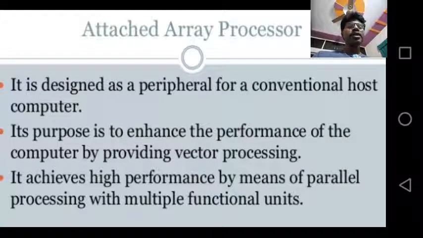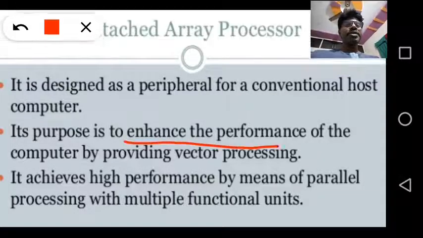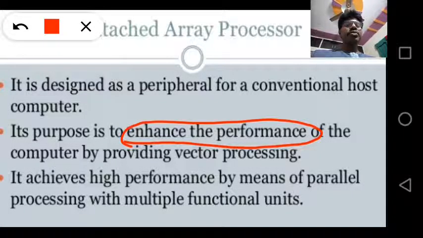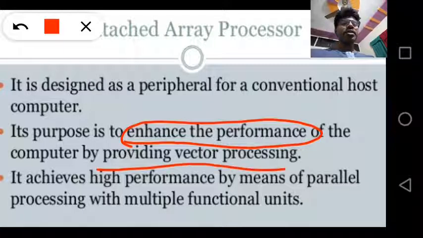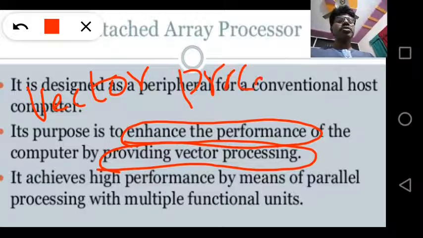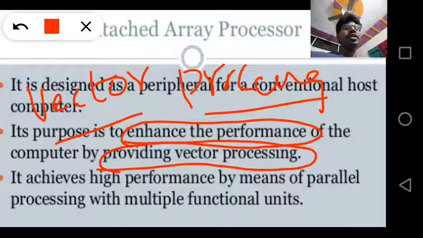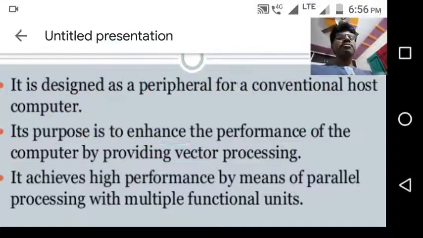Its purpose is to enhance the performance of the computer by providing vector processing. So the goal is vector processing. Vector processing means you should be able to work on a large set of data.